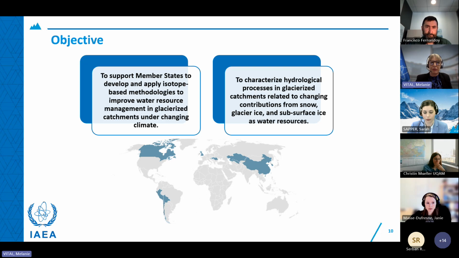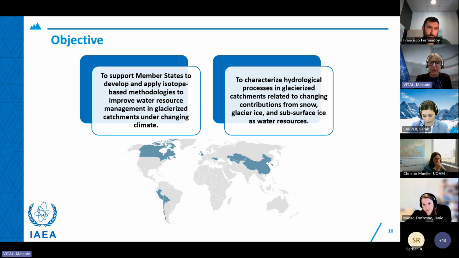The objective is to support member states to develop and apply isotope-based methodology to improve water resources management in glacierized catchments under changing climate. We aim to characterize hydrological processes in glacierized catchments related to changing contribution from snow, glacier ice, and subsurface ice in water resources.